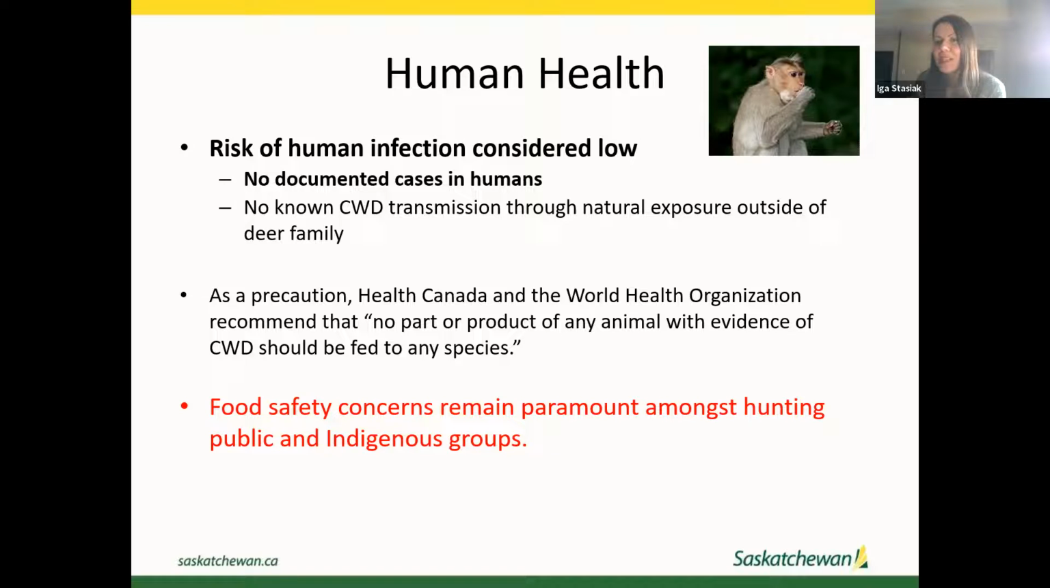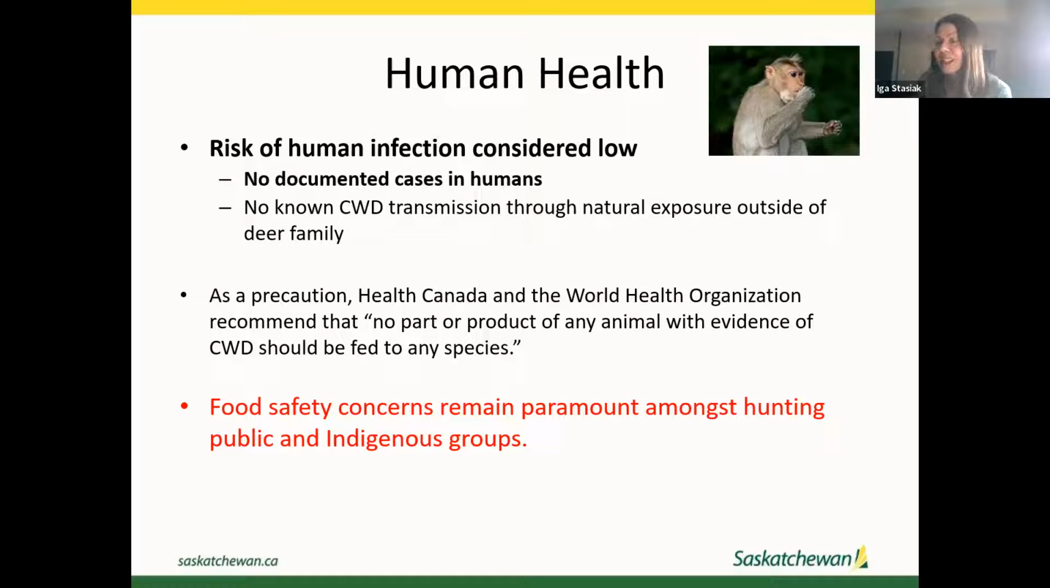There have been some experimental studies in other species, including rodents, ferrets, and certain species of monkeys that have demonstrated infection. But it appears, at least under natural conditions, the disease still seems to be transmissible only to members of the deer family. However, as a precautionary measure, the World Health Organization and Health Canada do recommend that hunters do not eat meat from animals that are known to be infected.